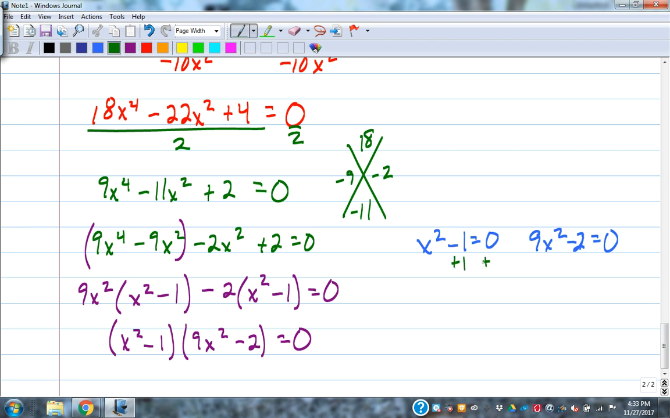This one doesn't turn out to be no solution because x squared equals 1. I take the square root of both sides. X is equal to plus or minus 1. 2 answers. Solving this one.